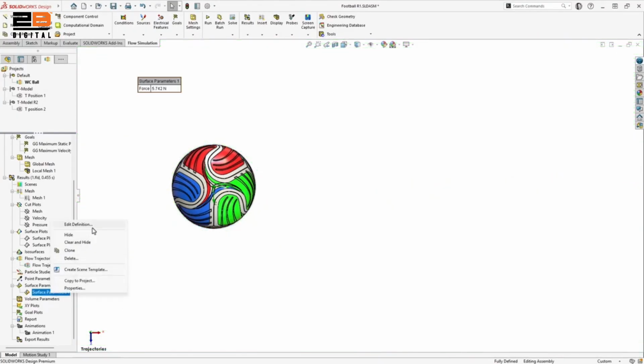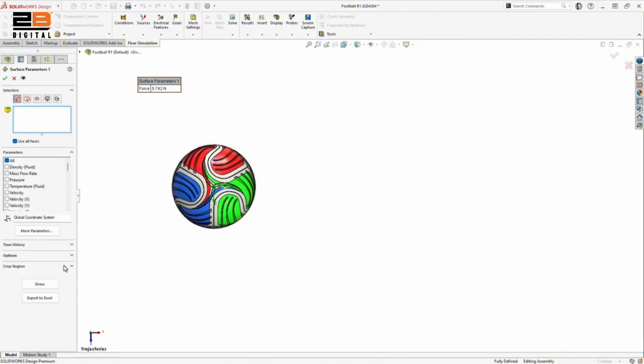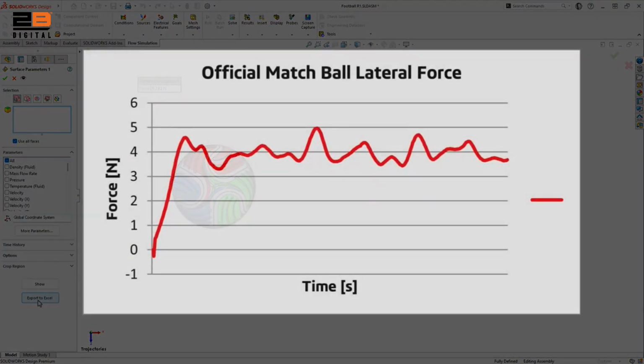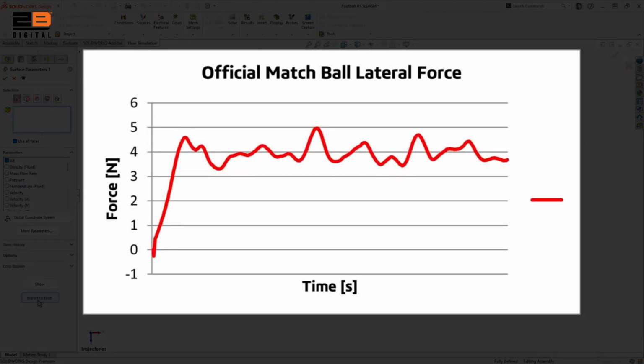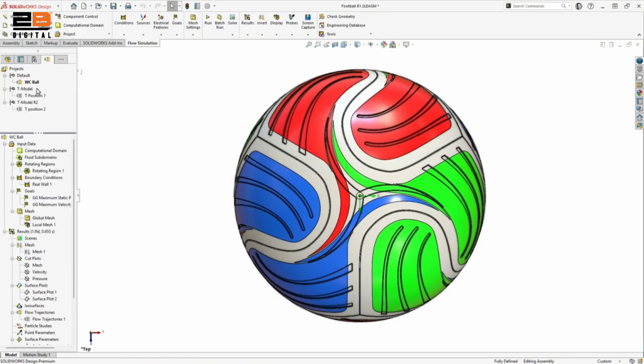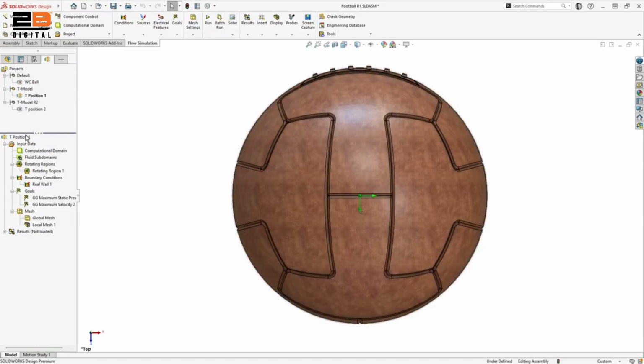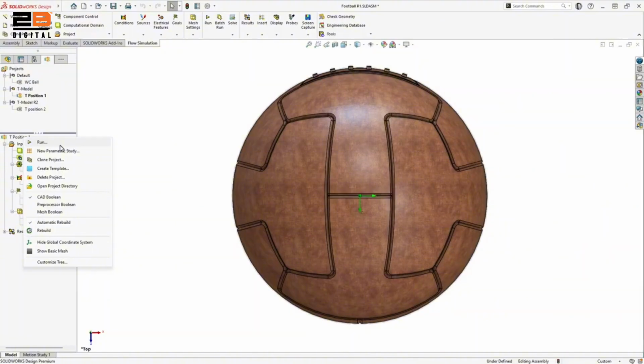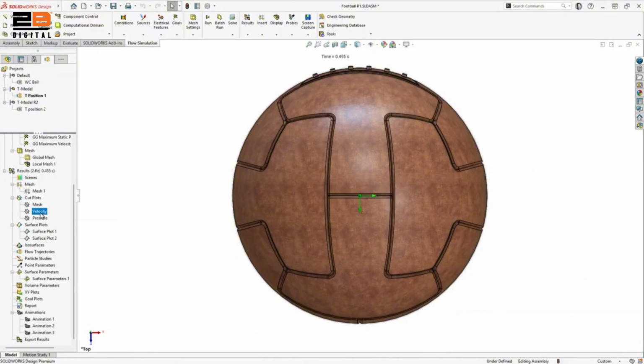I can take this further. Using surface parameters, I can calculate the exact lateral force acting on the ball in flight. We're looking at the swerve quantified. Now let's push it. I swap the geometry from the 4-panel official match ball to an original ball used in the 1930s gameplay to compare. No rebuild required. Flow simulation updates the CFD model automatically. Same study, new shape. Remesh to accommodate for the change in geometry and rerun.